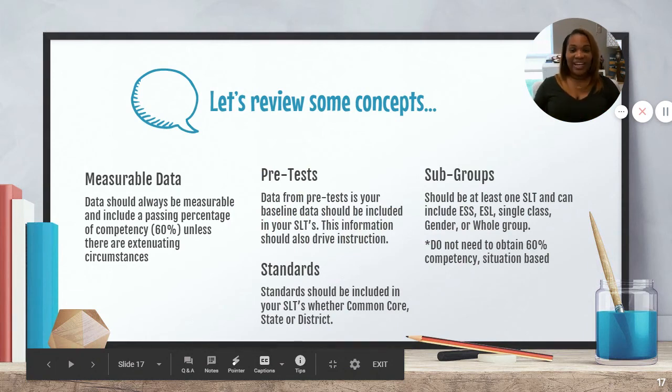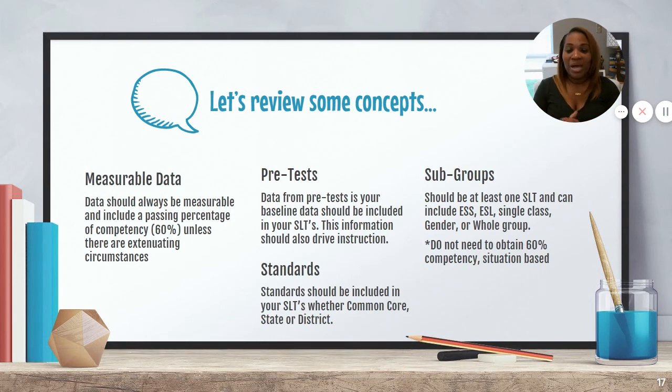So let's review the concepts we went over today: measurable data. Data should always be measurable and include a passing percentage of competency of 60%. That's what I set for myself every time I did something. That was the minimum for me. Someone else may be different based on the type of students, and that's why I write extenuating circumstances. Your pretest data should be from a pretest and have that baseline data to be included in your SLTs. This information should drive your instruction.